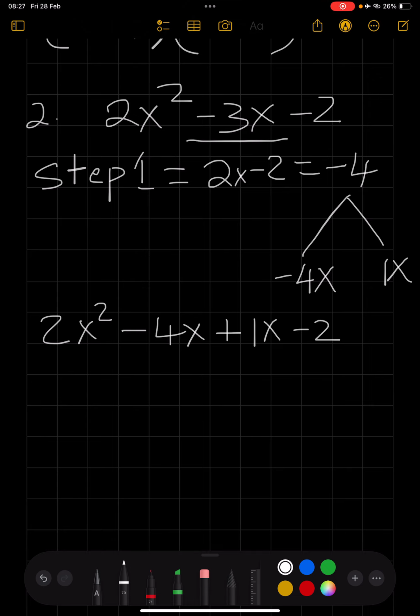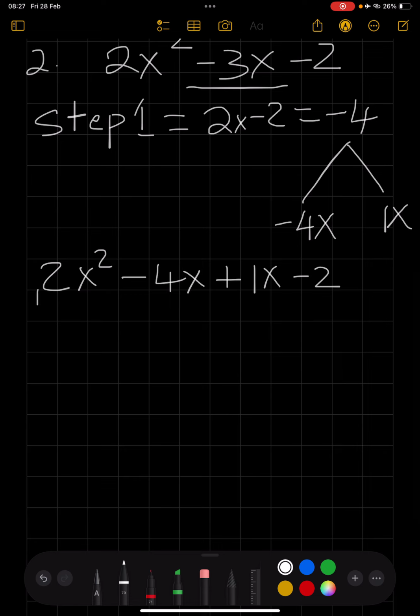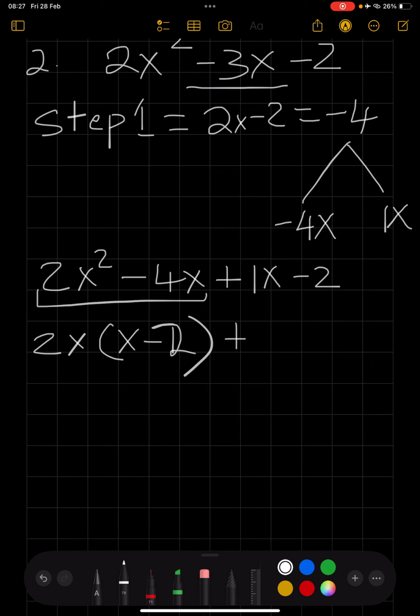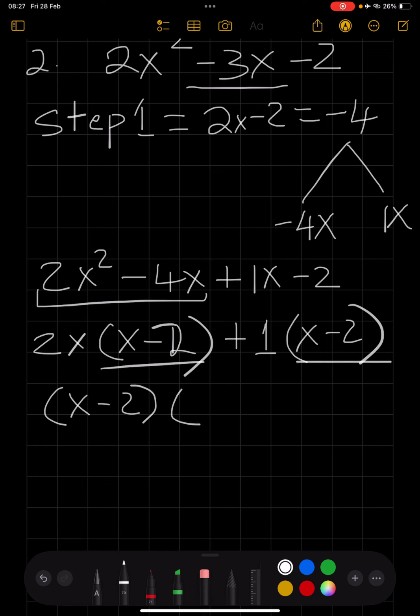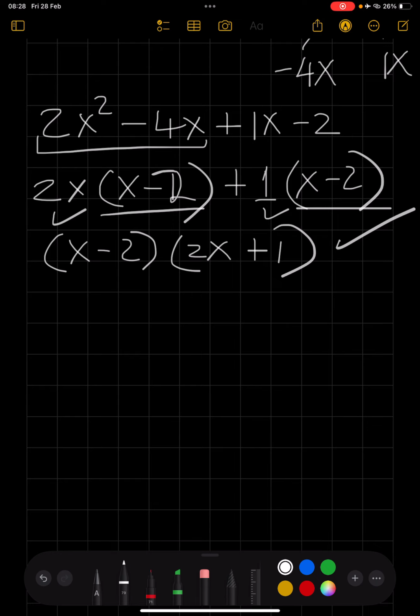Right? And now we can take out a common factor between the first two terms, which is 2x. Then you have x minus 1. x minus 2, sorry. Plus the common factor on that other bracket is 1. So you're going to have x minus 2, right? And then we can see that we have a common factor of x minus 2, which is here and there. And then after taking out the common factor here, we are left with 2x. There we are left with plus 1. And that's fully factorized.